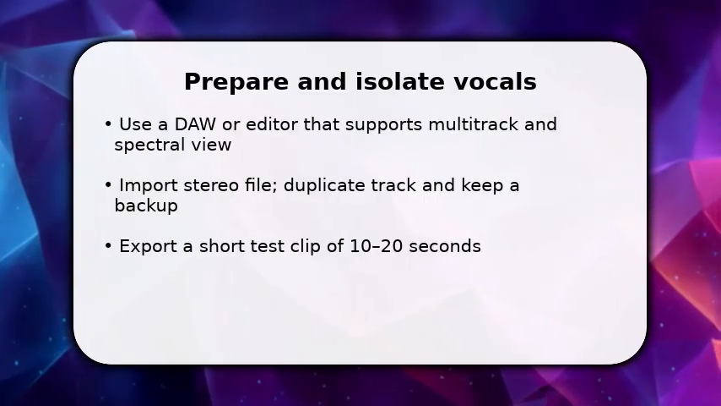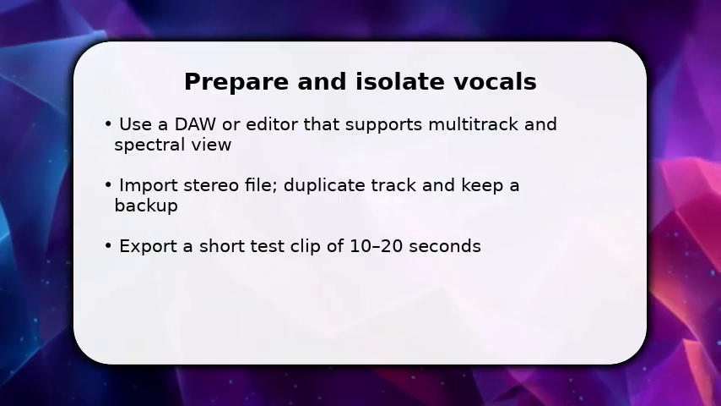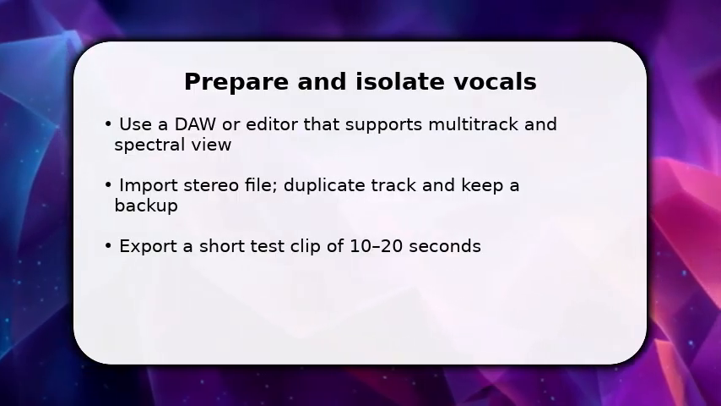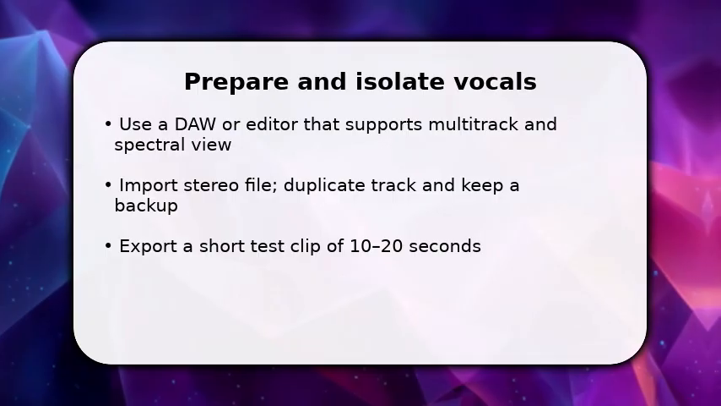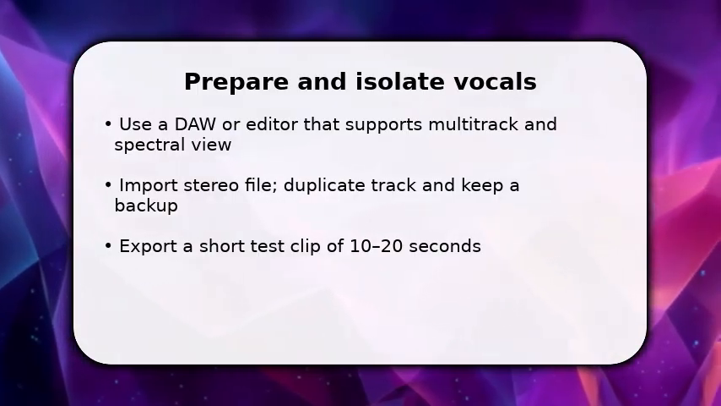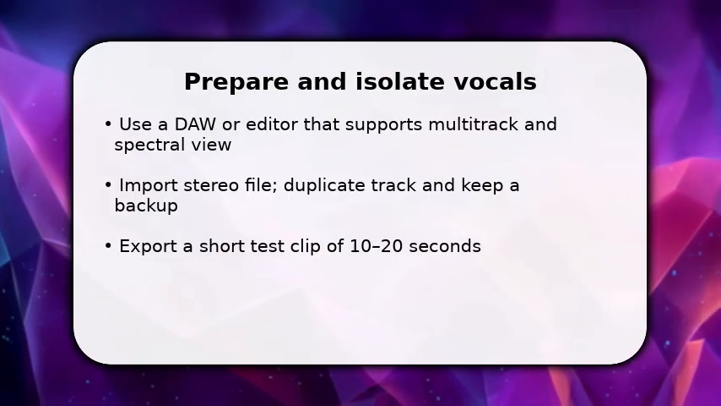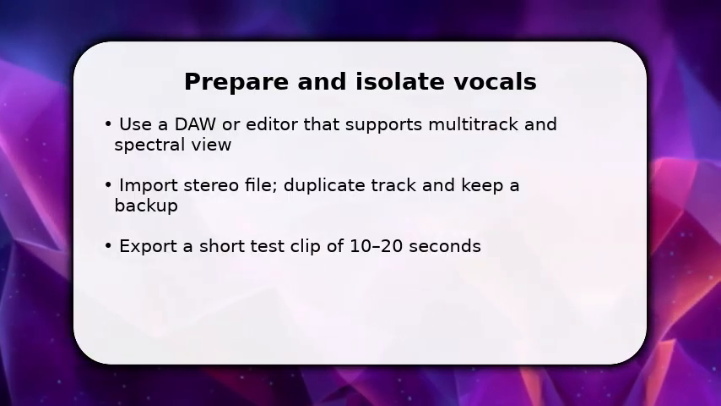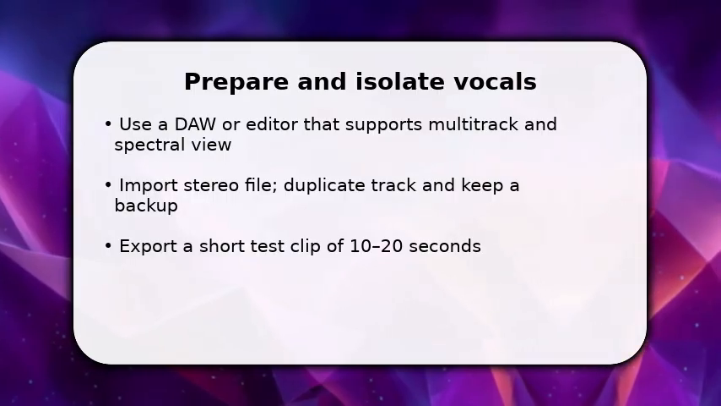You start by getting the file into a DAW and isolating what you'll remove. Open the song, duplicate the stereo track, and enable spectral or phase tools so you can see frequencies. Once done, solo a 10 to 20 second test clip to avoid working on the whole song at once. You'll save time and prevent irreversible edits.